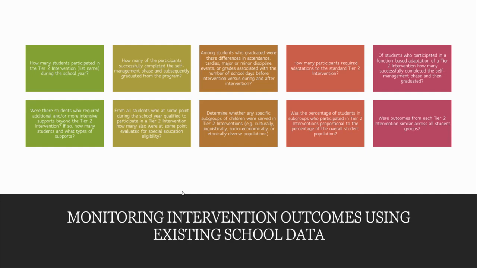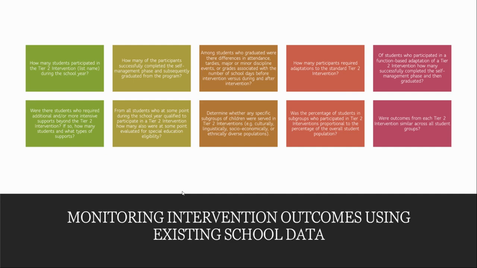How many participants required adaptations to the standard tier 2 intervention? They were having that questionable or poor response, and we adapted that intervention. Of the students who participated in a function-based adaptation of a tier 2 intervention, how many successfully completed the self-management phase and then graduated? Were there students who required additional or more intensive supports beyond the tier 2 intervention? If so, how many students and what types of supports were provided? From all students who at some point during the school year qualified to participate in that tier 2 intervention, how many were also at some point evaluated for special education eligibility?